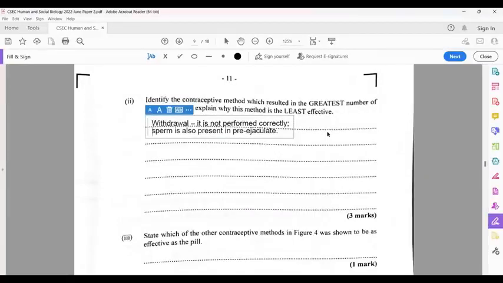And many times it's not performed correctly. Sperm has to be prevented from being ejaculated into the vagina at the top of the cervix. And oftentimes this does not happen because sperm can also be present in the pre-ejaculate of men. So it's not an effective method.